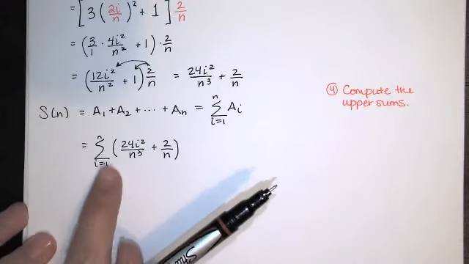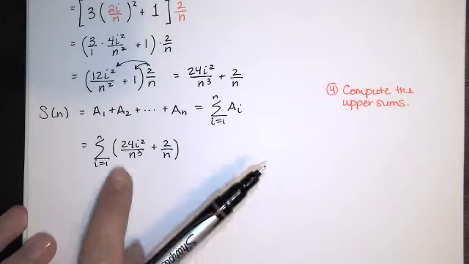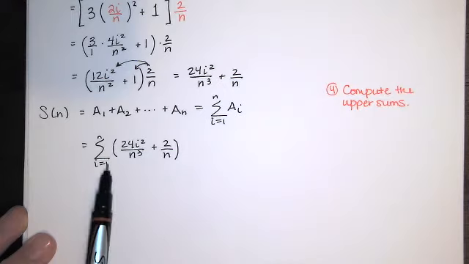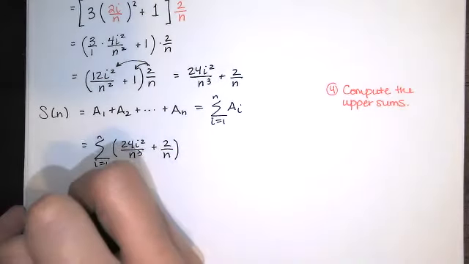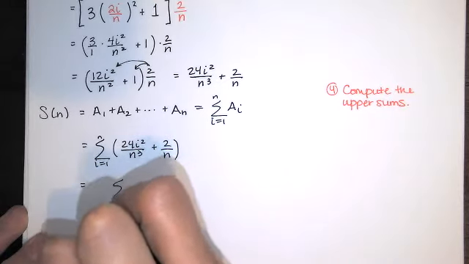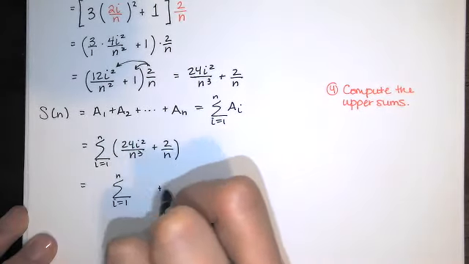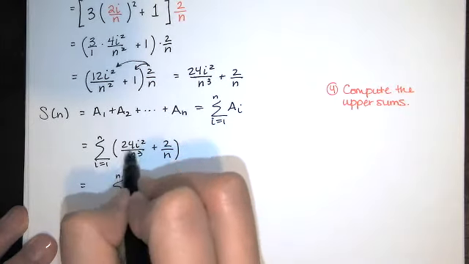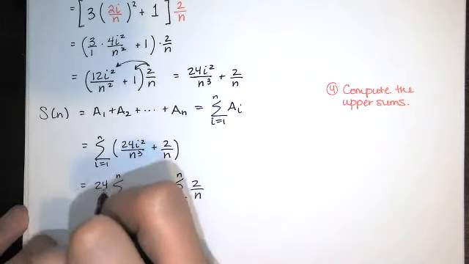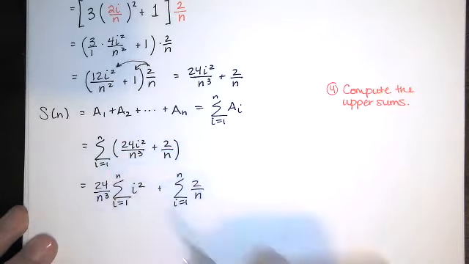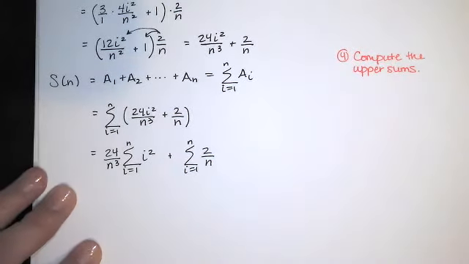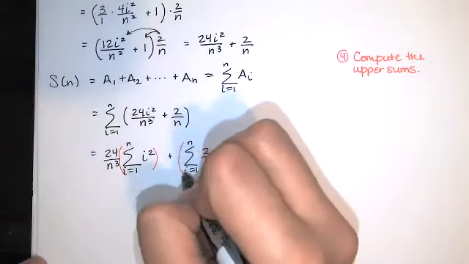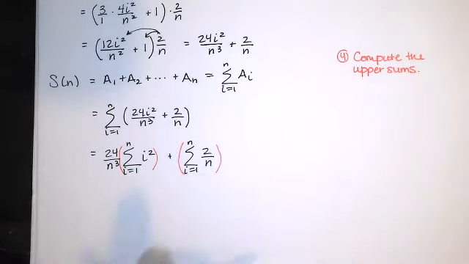Okay, and now I want to use my summation formulas and the properties of summations to simplify this. So I see I've got two terms, so I can split this into two sums. I have the sum of the first term plus the sum of the second term. Now over here, that 24 over n cubed, that is a constant, so I can bring it out. Then I've got an i squared there. Well, I've got a formula for this, and these are constants with respect to i, so I've got a formula for that as well.